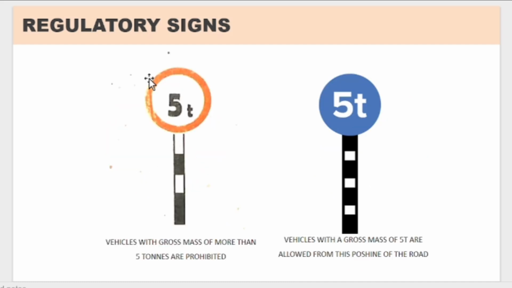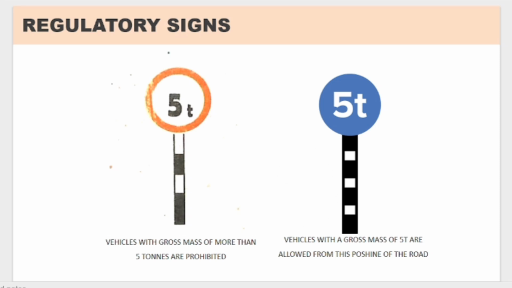So this is what we call a weight restriction sign, right? And this is also what we call a weight restriction sign. Let me explain that. So this sign means that vehicles with a gross mass of more than 5 tons are prohibited, because you see this red circle, right? So the 5T means 5 tons. Okay, but this one means that all vehicles from 5 tons should proceed.